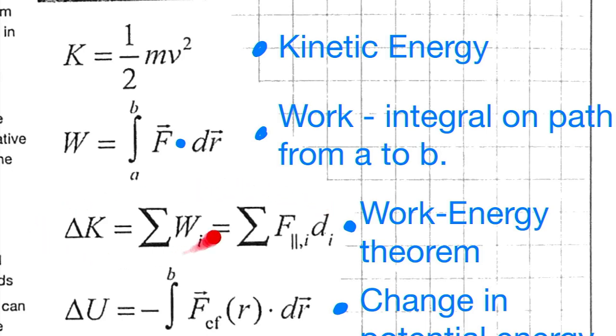This formula, the change in kinetic energy is equal to the sum of the work done, is called the work-energy theorem, and it's important to note that this is only for a single object. This does not apply to systems. The work done on a single object, if you add up all the work done on it, is equal to the change in kinetic energy of that object.